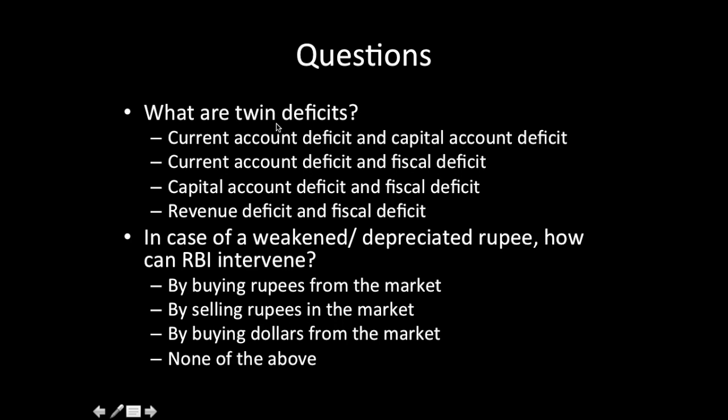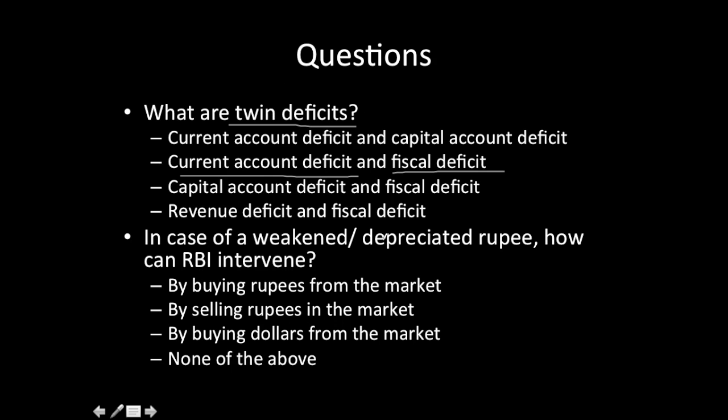Now, two questions. The first one is, what are twin deficits? I have not explained this. I'll explain this in the next slide, but let me take the question first. What are twin deficits? Current account deficit and capital account deficit? Current account deficit and fiscal deficit? You must have read this a lot of times in the newspaper. That is why I asked this very simple question. Twin deficits are current account deficit as well as fiscal deficit. They are said to go hand in hand at some points of time for an economy. At that time, they are called twin deficits.